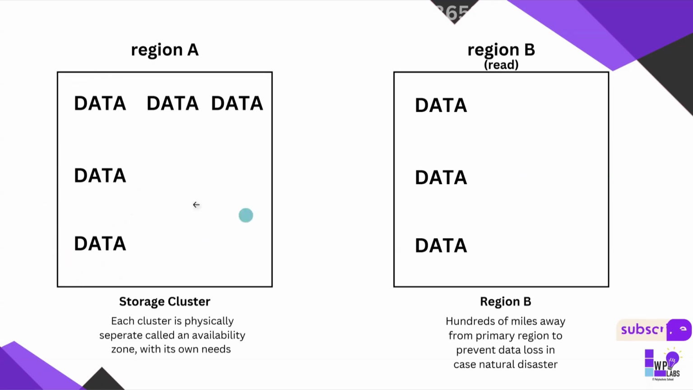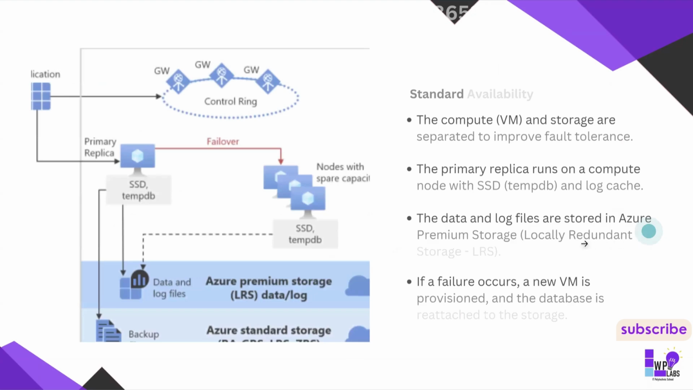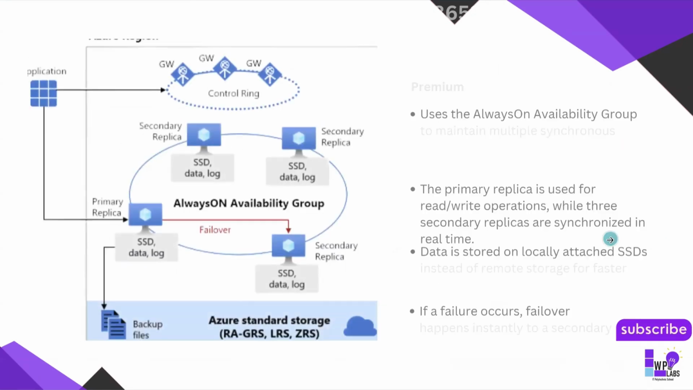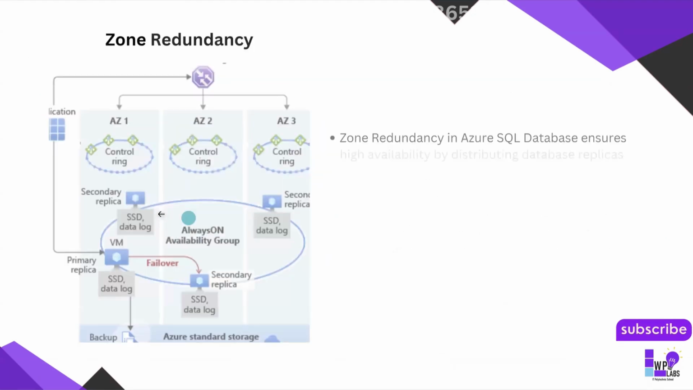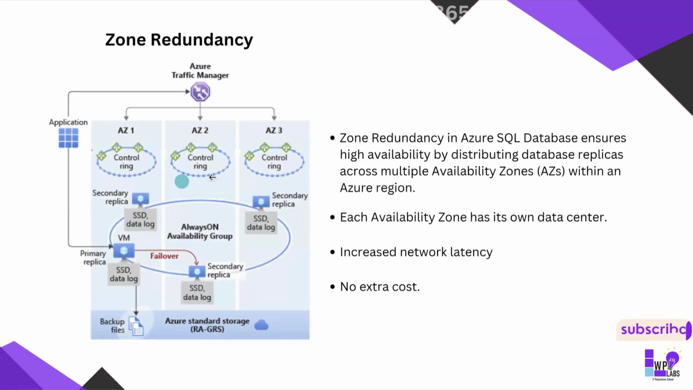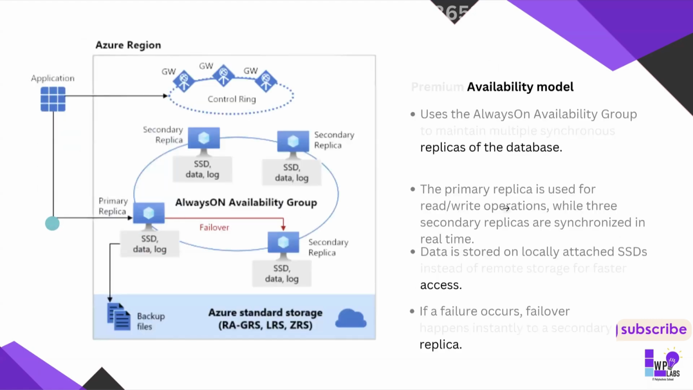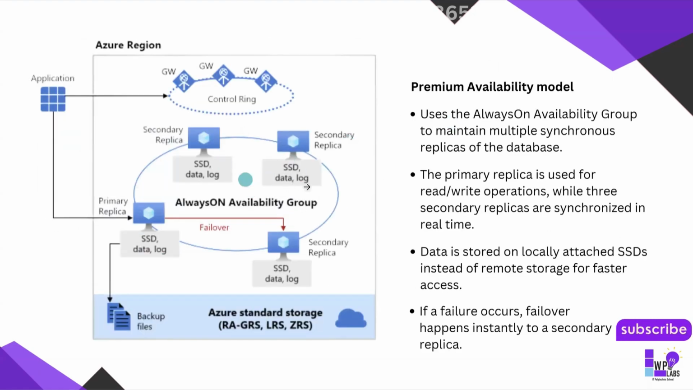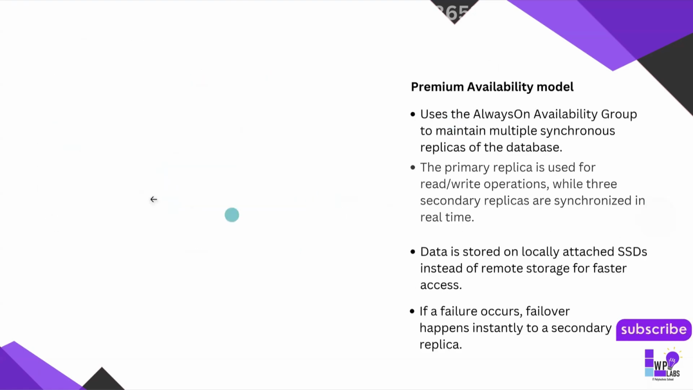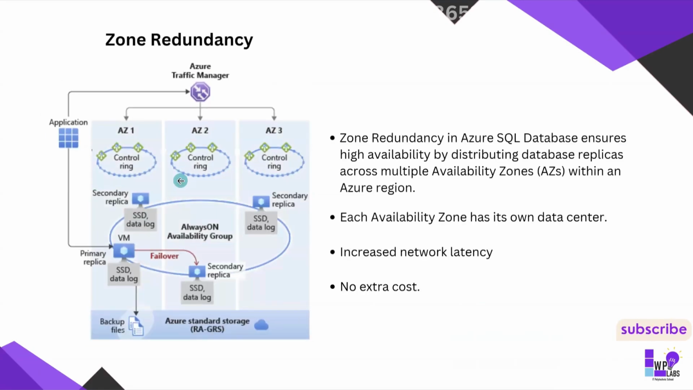It is very important to know that when an entire zone fails, we talk about a term called zone redundancy. If you look at the zone redundant configuration here, it is very much like the premium configuration. Let me go back to my previous slide. Here we can see the premium configuration, and this is the zone configuration.